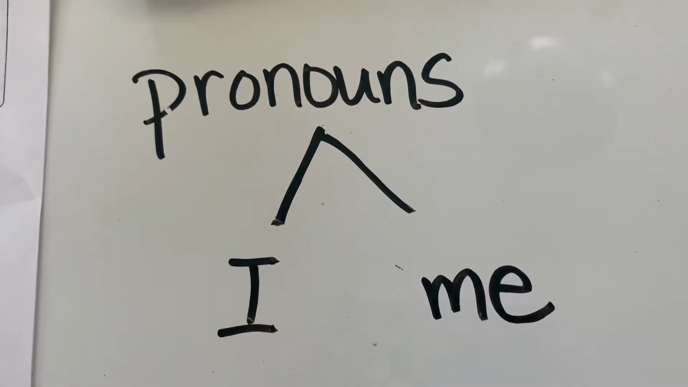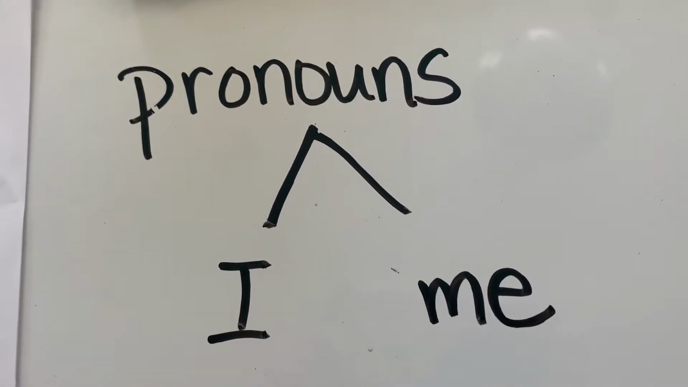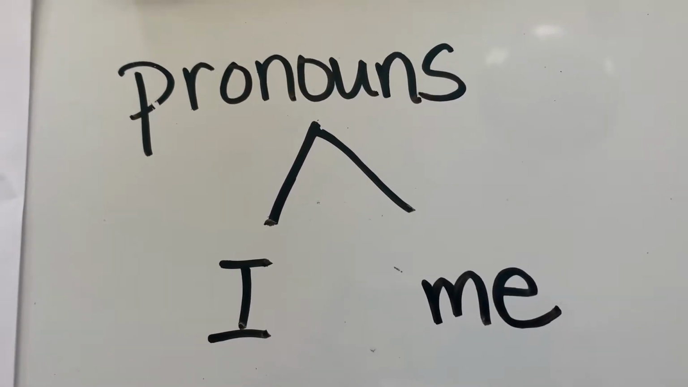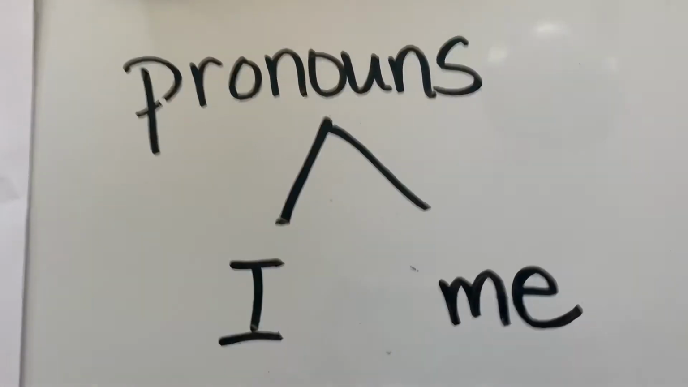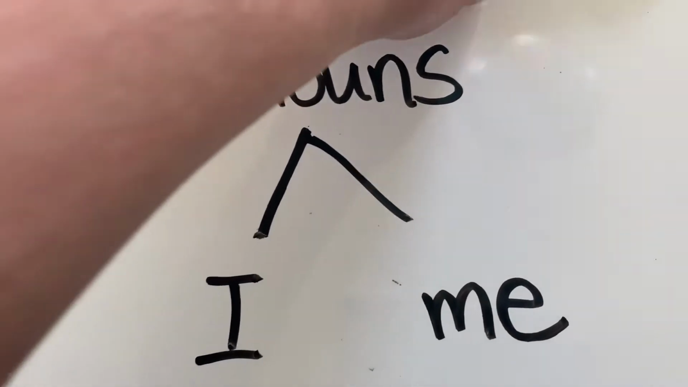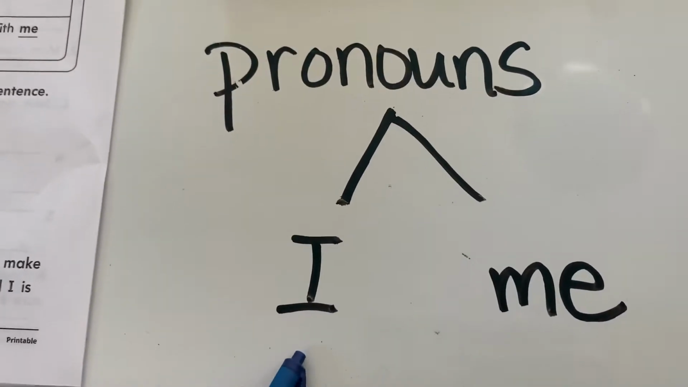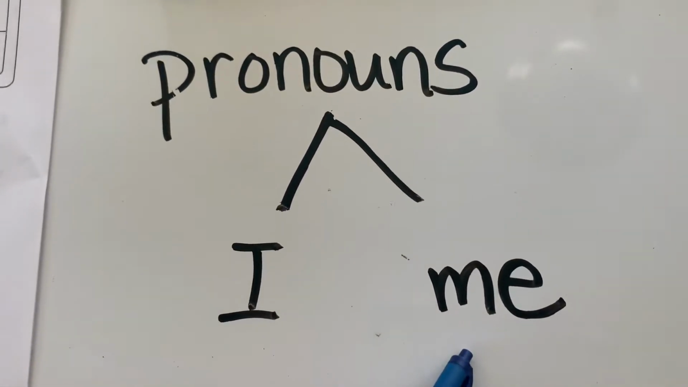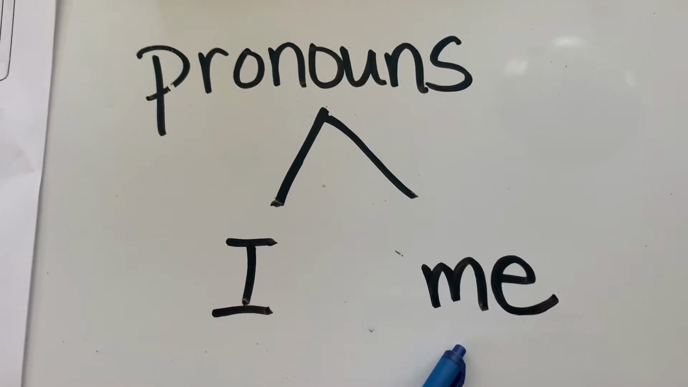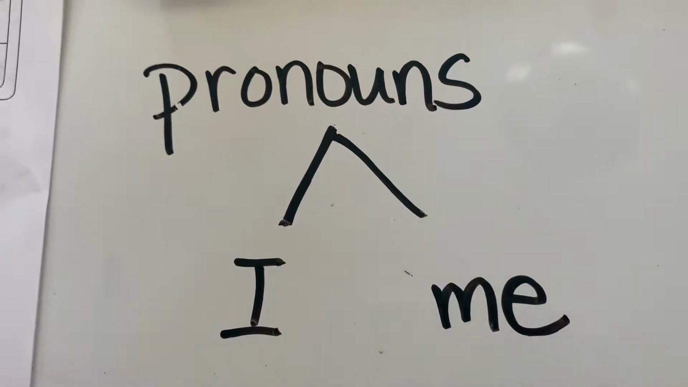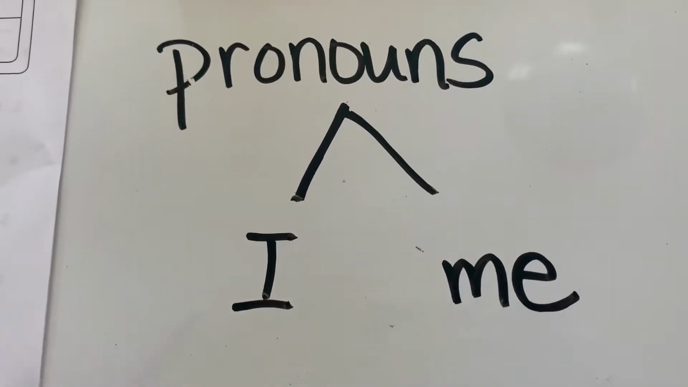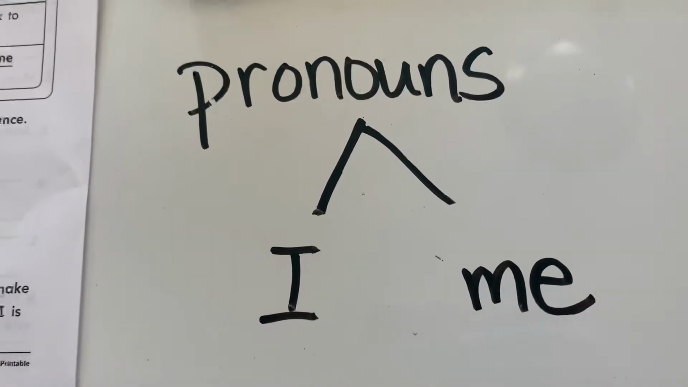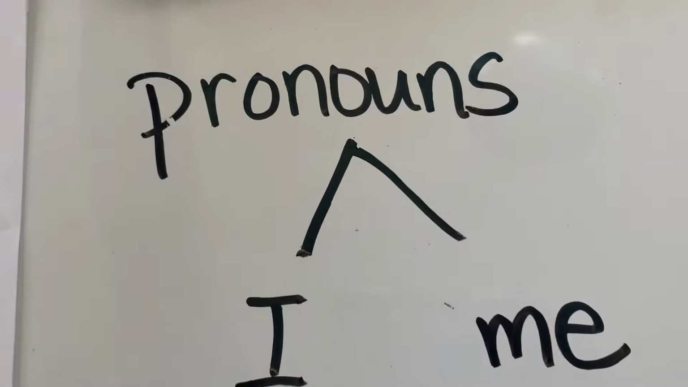Okay, friends, today we are going to go over again the pronouns I and me. We use I and me when we're referring to ourselves. I comes at the beginning of the sentence in the subject, and me comes at the end of the sentence in the predicate. Now, when you add another person with I and me, the other person comes first.